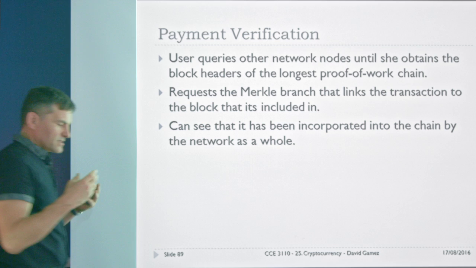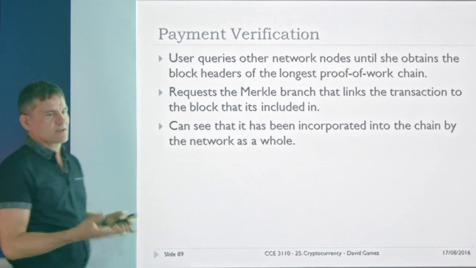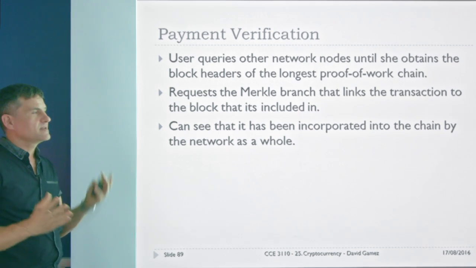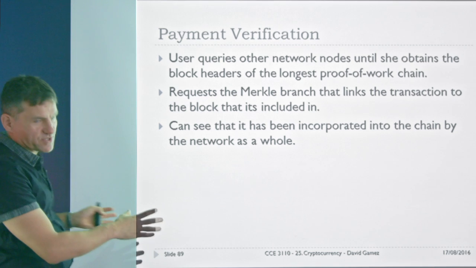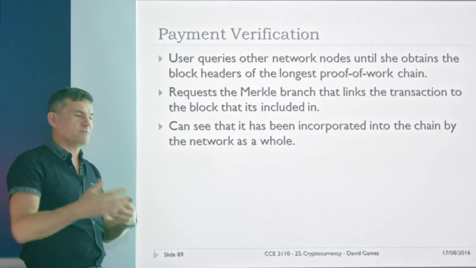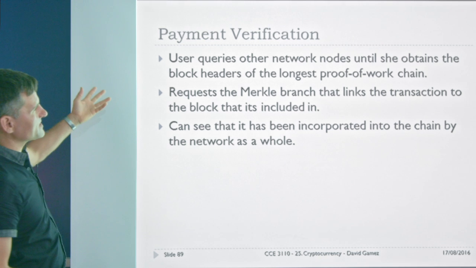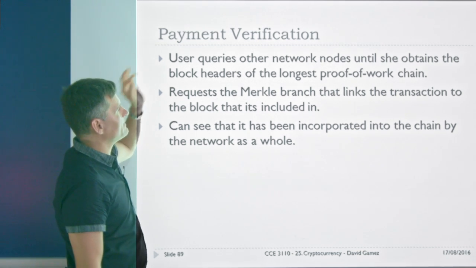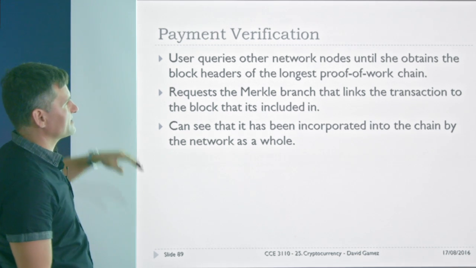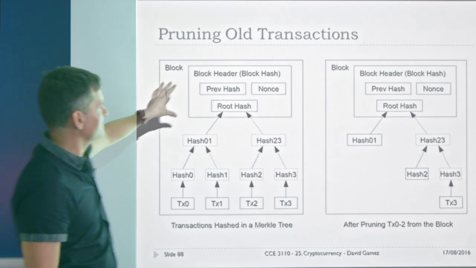Right, so Bob receives these 5 Bitcoins from Alice. I've given you the full picture about the blockchain and how this works. Now I can explain how Bob checks that he's actually received these bitcoins from Alice. What Bob does is he queries the other network nodes to obtain the block headers of the longest proof of work chain, so that he obtains these block headers.